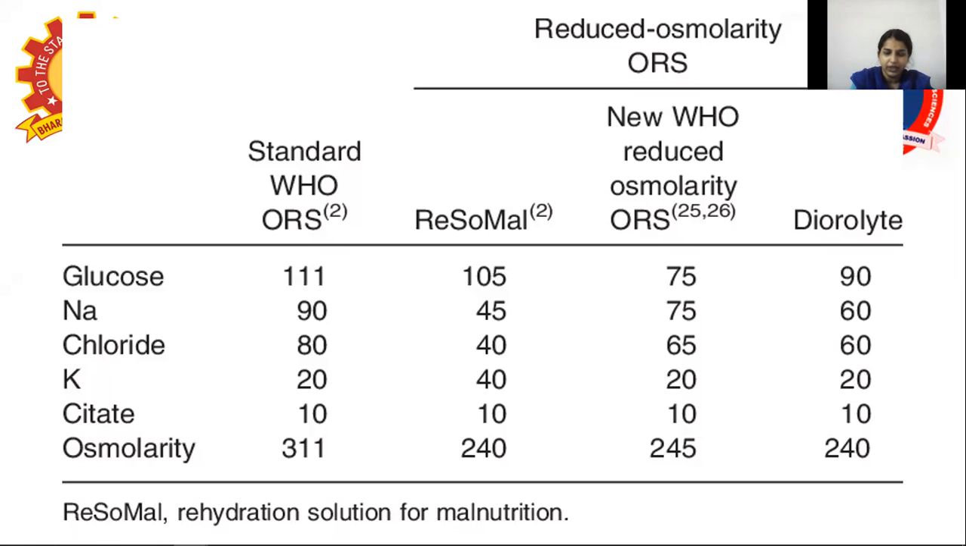ReSoMal is the fluid that is given to children with dehydration with malnutrition. So the osmolarity of ReSoMal is a little lower, which is 240, and it contains more glucose and less sodium and other solutes.